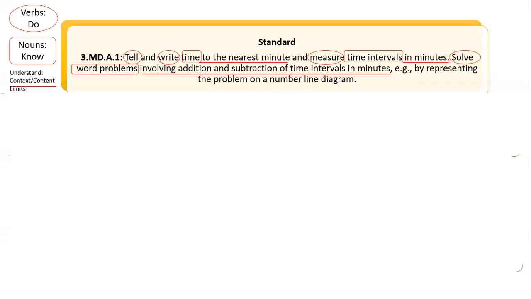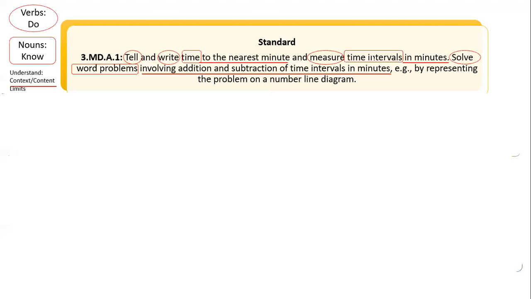Finally, we need to know what students need to understand. This understand often is the context in which students will be working or the content limits. In third grade, students are doing this to the nearest minute. In second grade, they do this to the nearest 5 minutes. And in first grade, they're telling and writing time to the nearest half hour. So those details are really important when unpacking a standard.